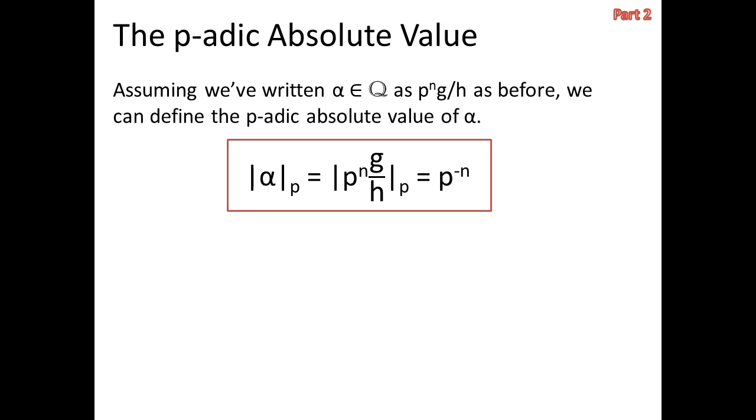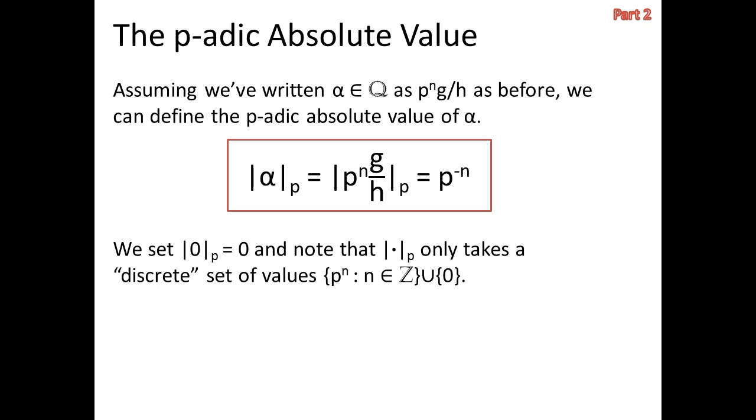It's actually incredibly natural. And in order to make this an absolute value, we have to look at what happens with 0, and we just set the absolute value of 0 to be 0, and then it can be verified that this is indeed an absolute value. And we note that unlike the ordinary absolute value, where it could be any non-negative rational number, the p-adic absolute value only takes a discrete set of values. It only takes p to the n, for n an integer, together with 0, which is a lot different to the ordinary case.